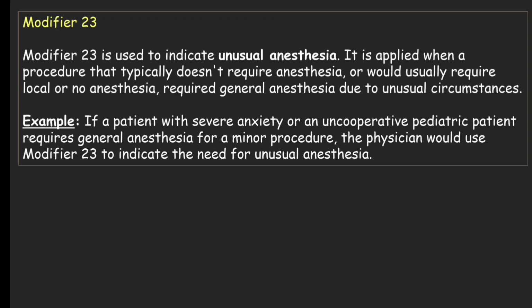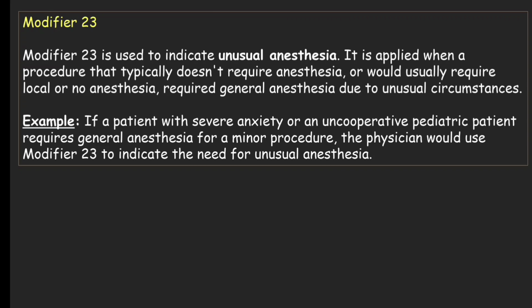Let us move on to modifier 23. Modifier 23 is used to indicate unusual anesthesia. It is appended when a procedure typically does not require anesthesia, or would require local or no anesthesia, but due to some circumstances, the procedure required general anesthesia. Therefore, we need to append modifier 23. That is, the procedure required general anesthesia due to unusual circumstances.